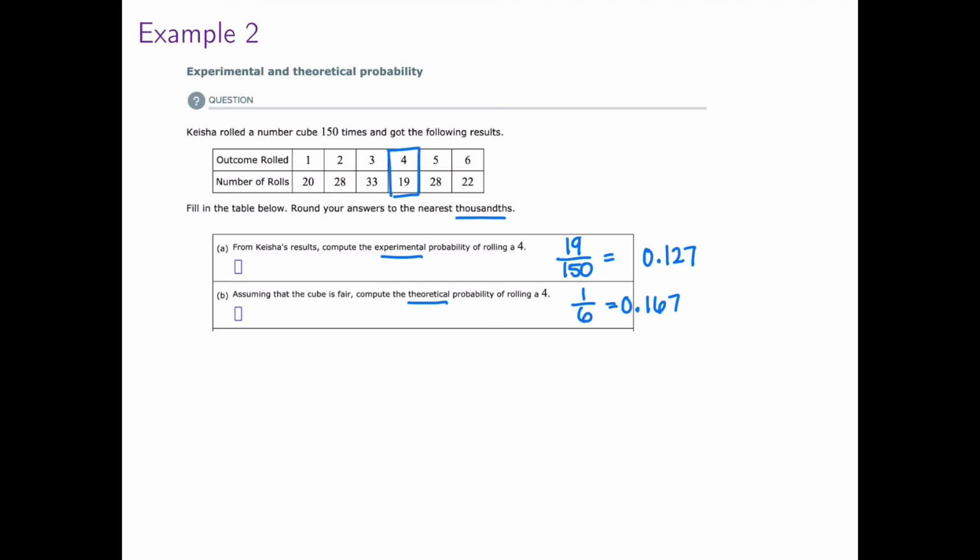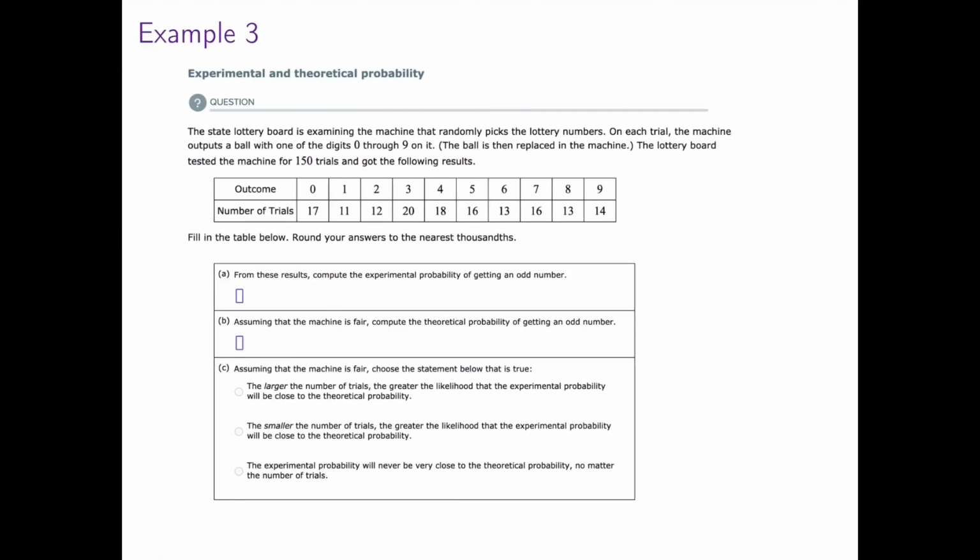Let's do one more example. A lottery board is examining a machine that randomly picks the lottery numbers, and on each trial the machine outputs a ball with one of the digits 0 through 9, and then we put the ball back in the machine. The lottery board tested the machine for 150 trials and got the following results. So let's fill the table in below and round the answer to our nearest thousandth. So from these results, compute the experimental probability of getting an odd number.